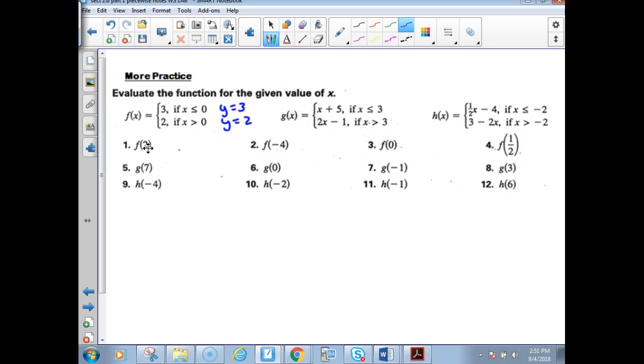The f of 2 would be a value that is bigger than 0, so you would use the second one, and so that would be the answer of 2. If you were graphing these, they would be horizontal lines. For f of negative 4, the value negative 4 is smaller than 0, so you would get 3. Okay, do 3 and 4, please.